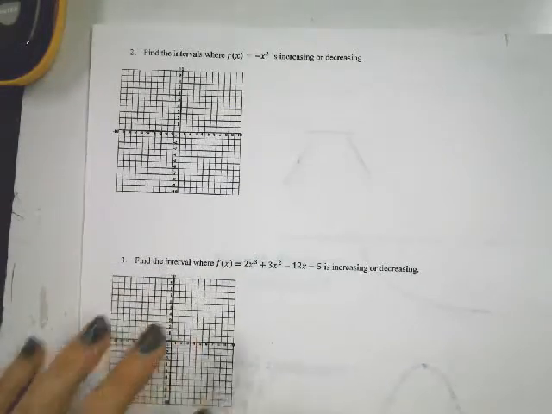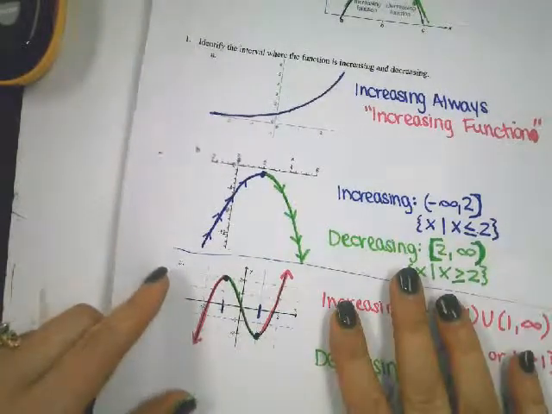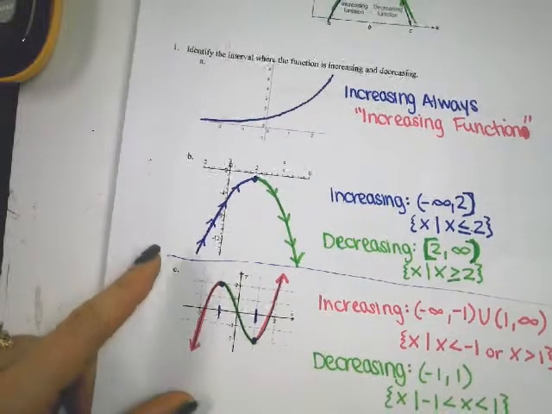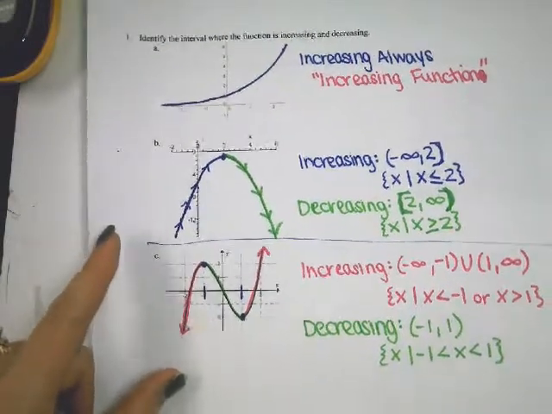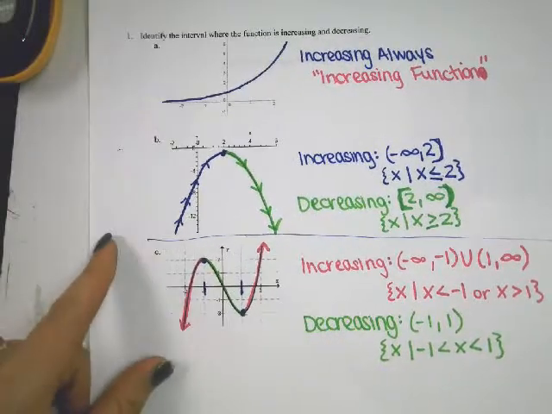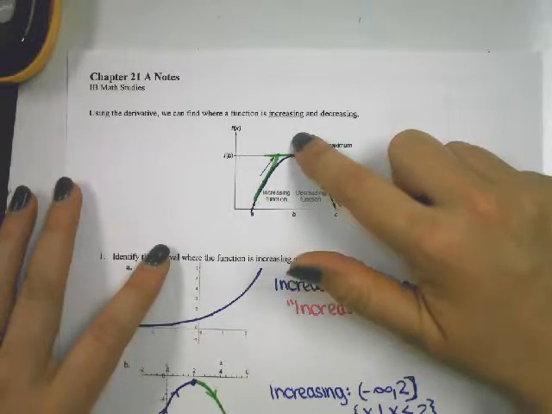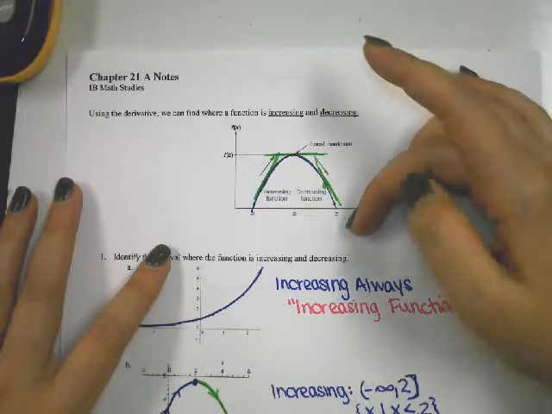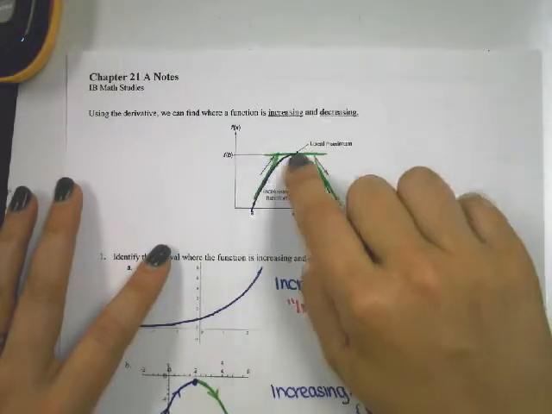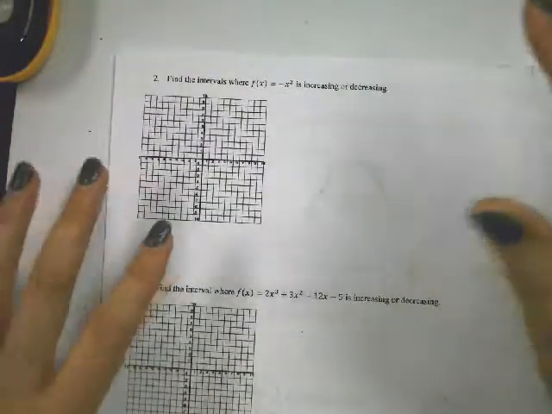So how does this relate to the derivative of the function? Well, the derivative finds slopes of the tangent line. If we know the slope of the tangent line, then we know whether it's increasing or whether it's decreasing. If the slope of the tangent line is positive, we know the function is increasing. If the slope of the tangent line is negative, we know the function is decreasing. If the slope of the tangent line is 0, that's that in-between point where we don't really know what's happening.